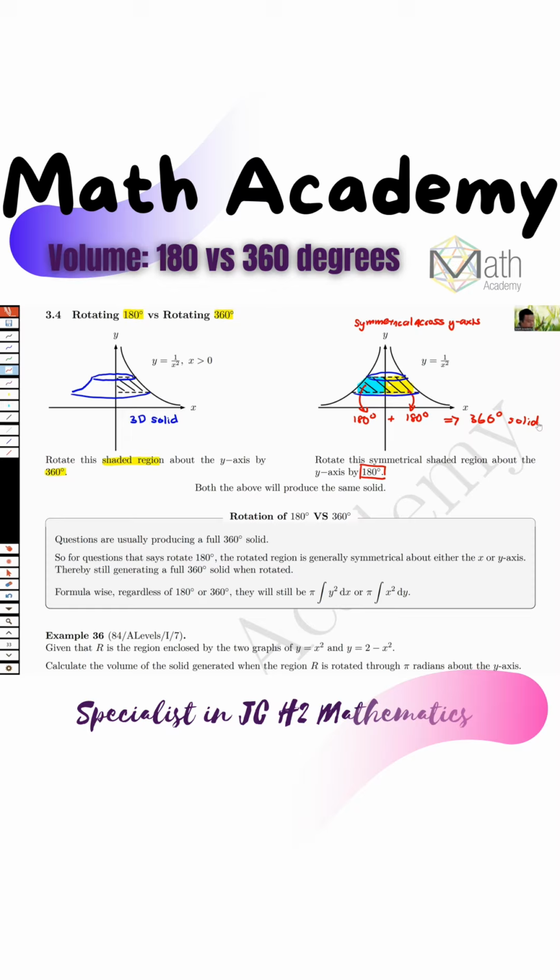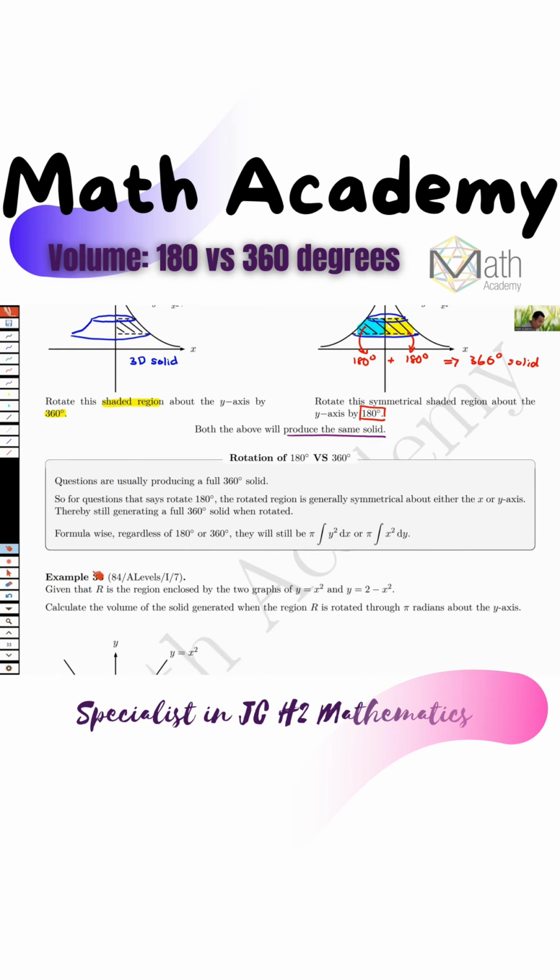Because it's symmetrical, each part I just need to rotate 180 will do. We still end up with the same solid. So they must describe for you 180 degrees, although there's no difference in the solid. Both diagrams produce the same volume, the same solid.